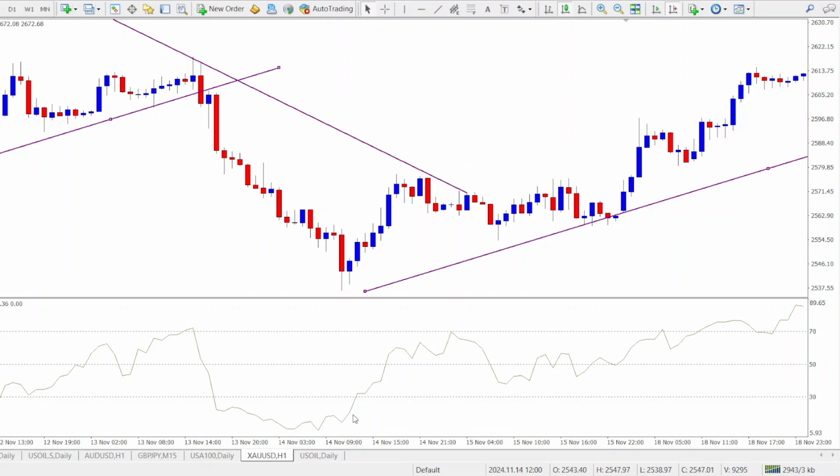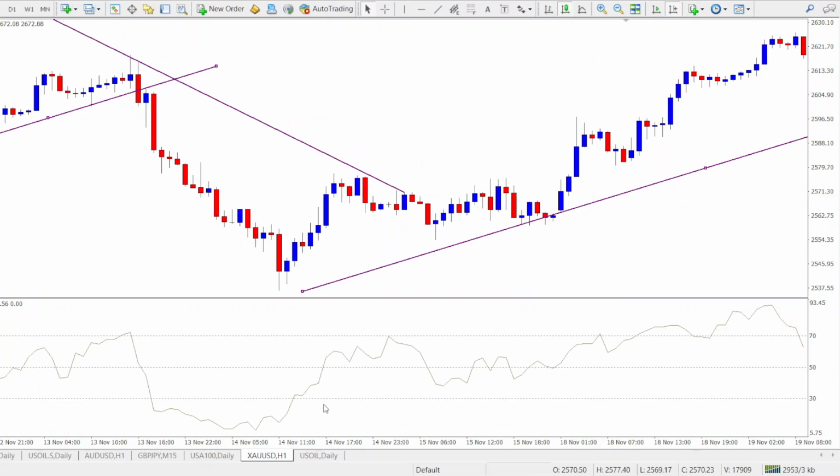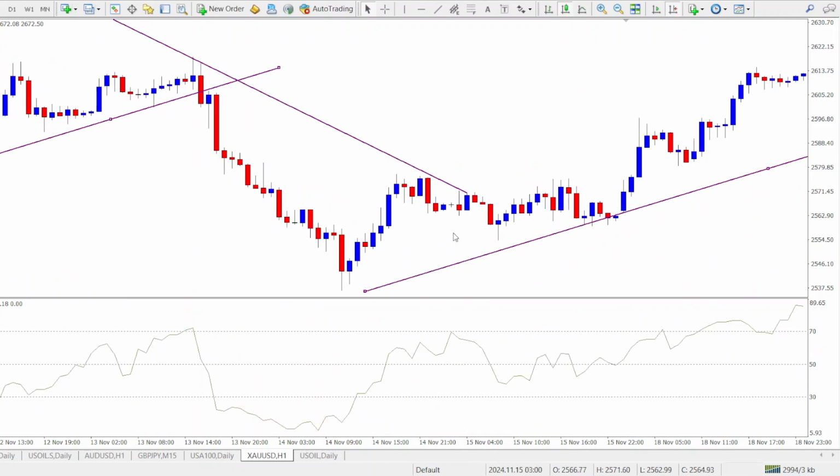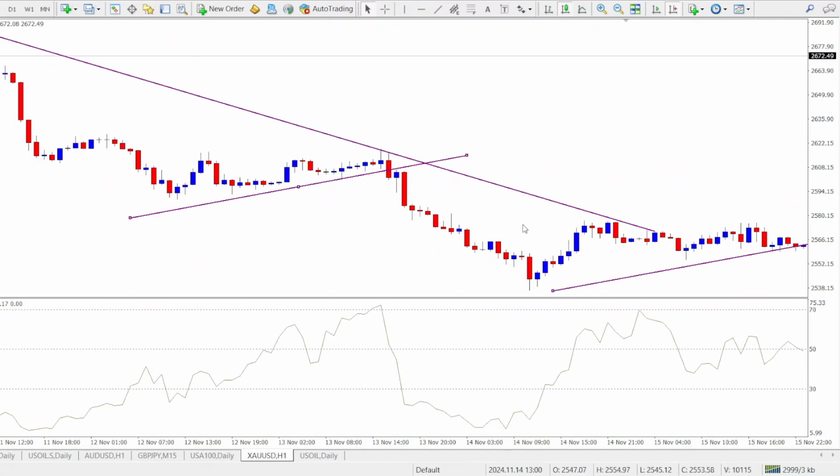So now you see the indicator was in oversold territory, and then when it crossed above the 30 level, that was the buy signal. We can see that right after the buy signal was given, this was at the end of this sell move. You can see that this was a sell move.